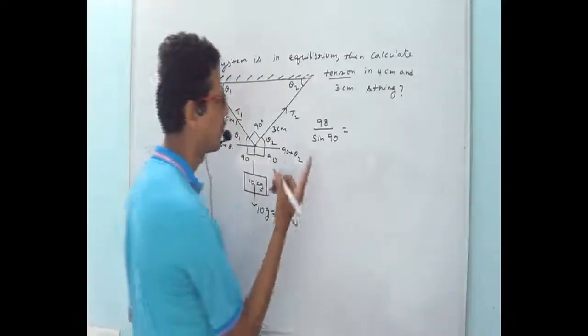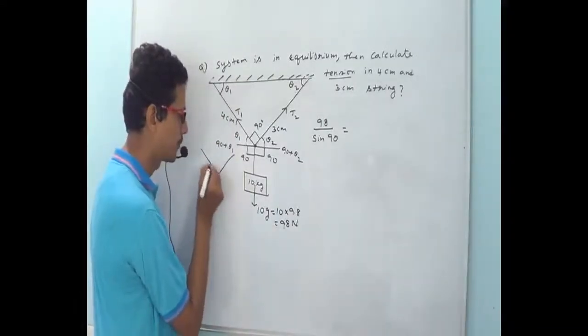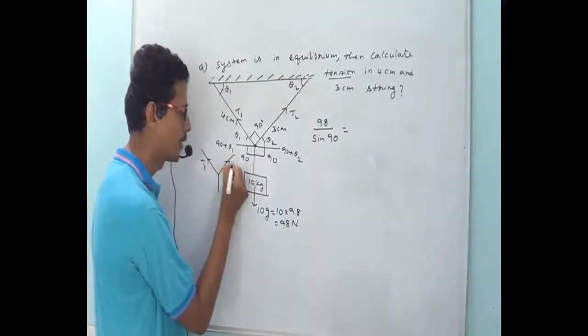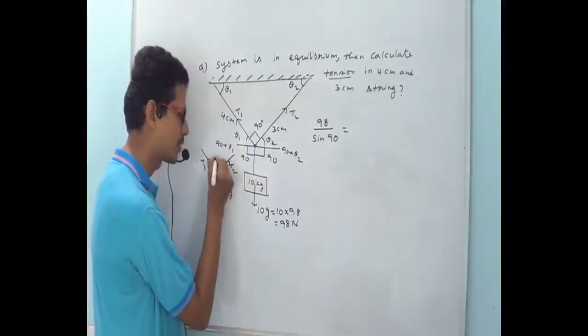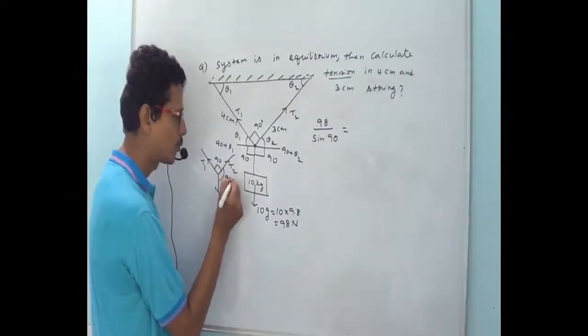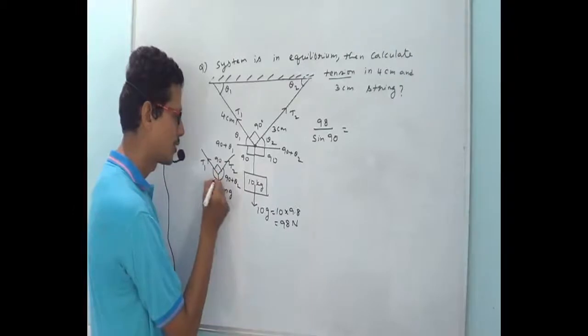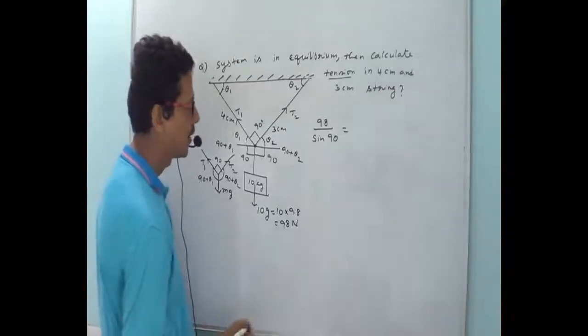There are three vectors. Only three vectors we have. Okay, three vectors: T1, T2 and T3. T3 is nothing but mg. Okay, this is 90 degrees. And what is this angle? 90 plus theta 2. And what is this angle? 90 plus theta 1. Okay.